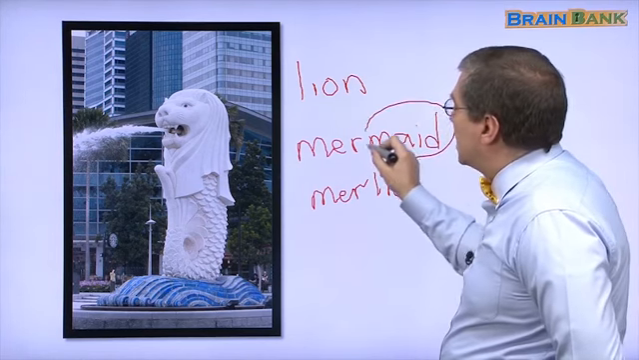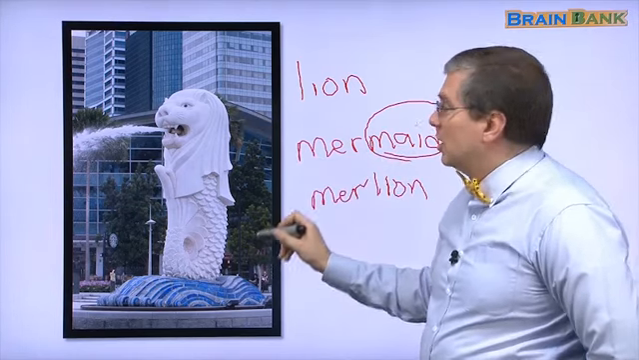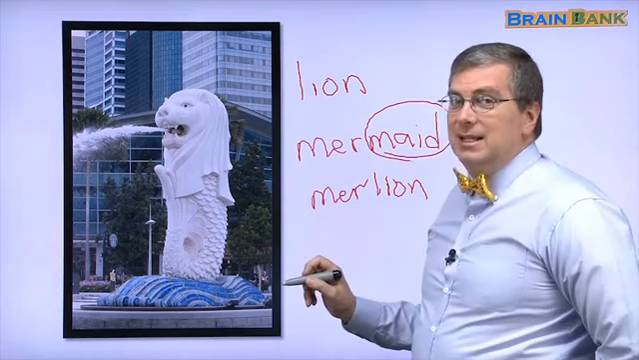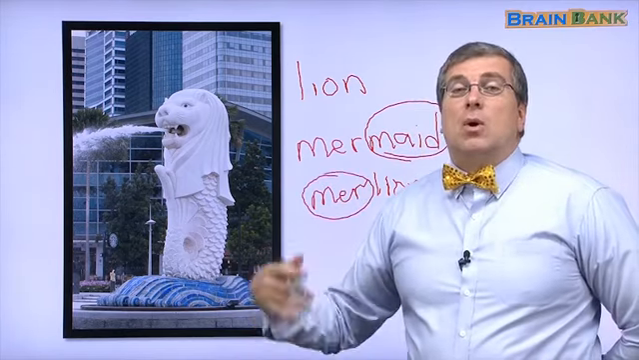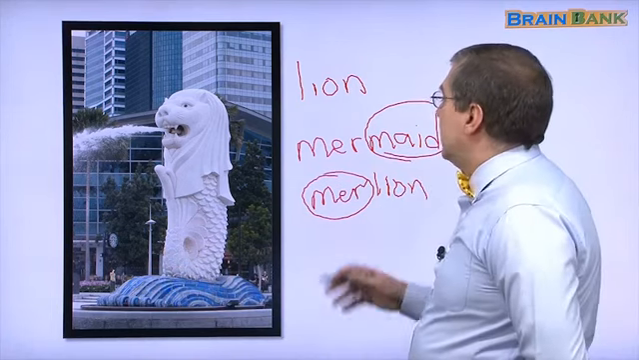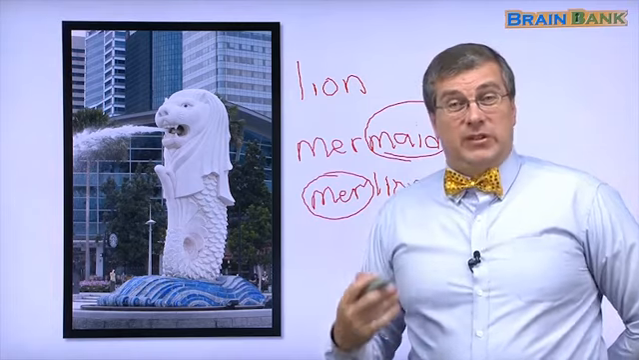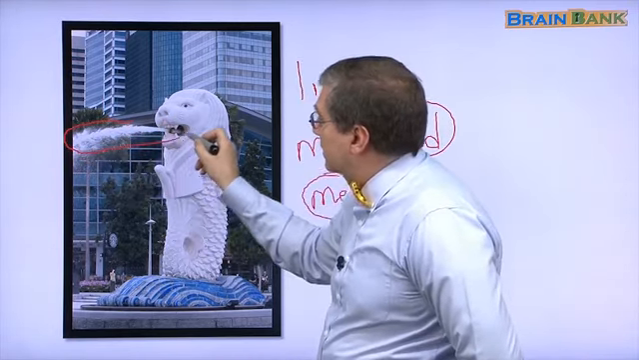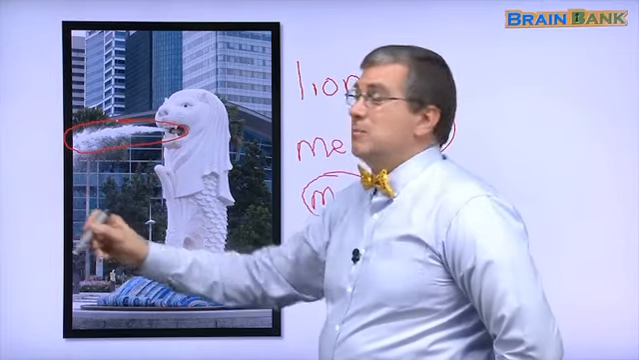A maid is a young woman. A mermaid is a woman and fish, but this is lion and fish. So this is a merlion. By the way, mer means sea or ocean. Okay? So merlion. This is a merlion in Singapore. It's a stone statue. It's also, you see, what's this? This is water. Water is coming out of its mouth.